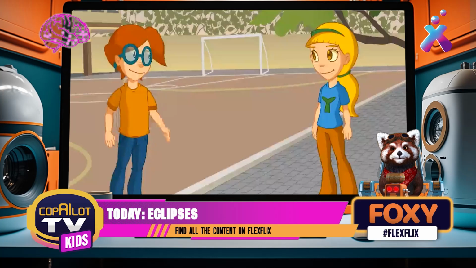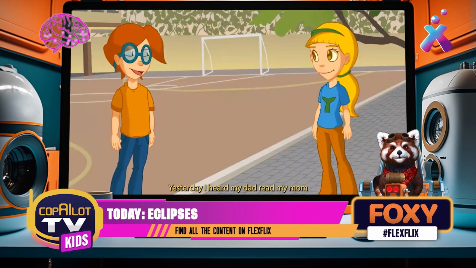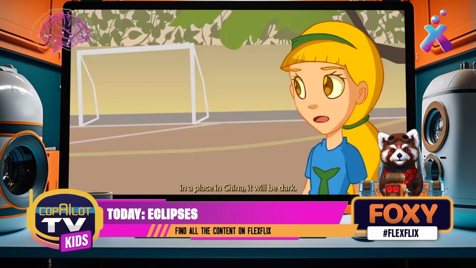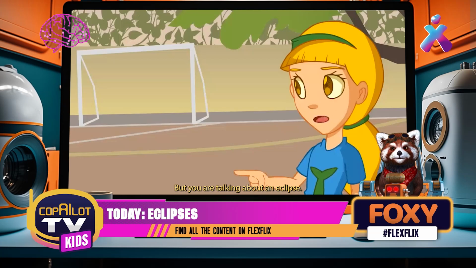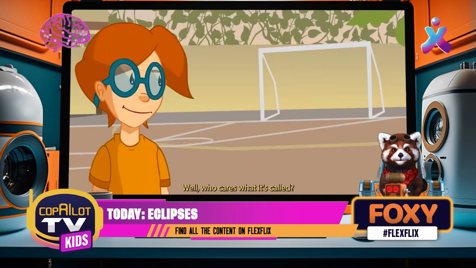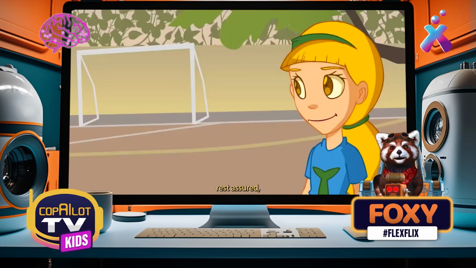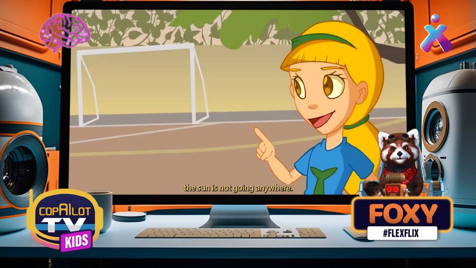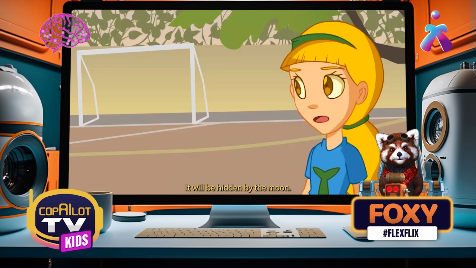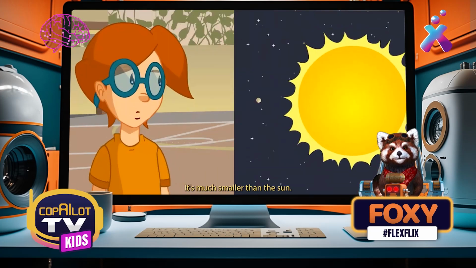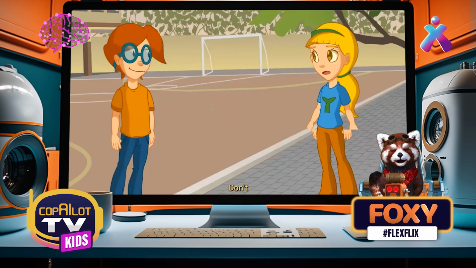Let's go! Yesterday I heard my dad read my mom some news. Tomorrow at 2 o'clock in the afternoon in a place in China, it will be dark. But you are talking about an eclipse. Well, who cares what it's called? The sun will go away. But no, rest assured, the sun is not going anywhere. It will be hidden by the moon. By the moon? Yes, it's much smaller than the sun. Don't you remember what we saw with the teacher?